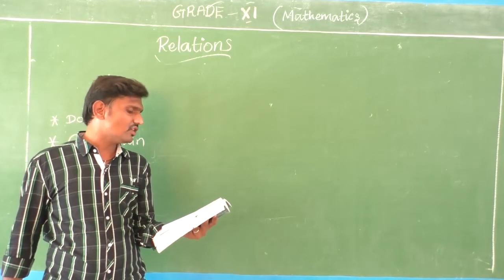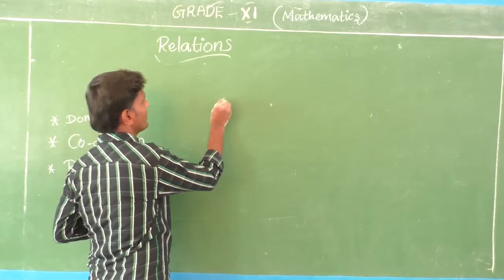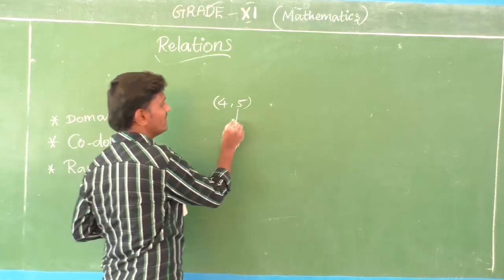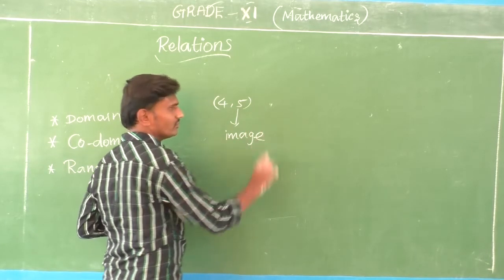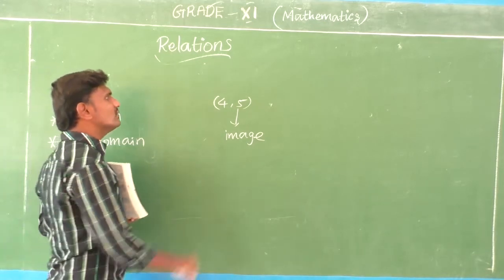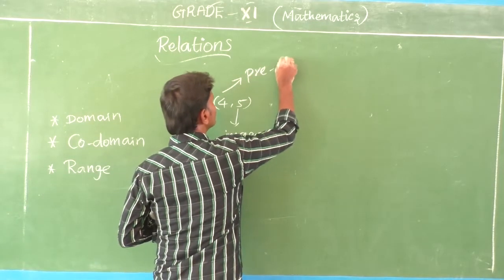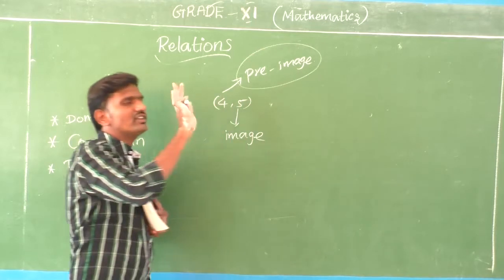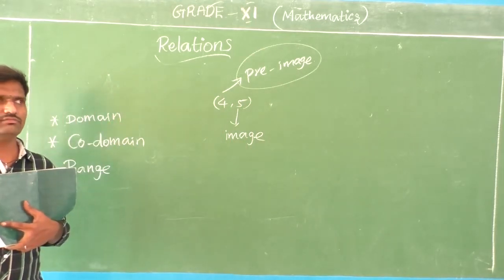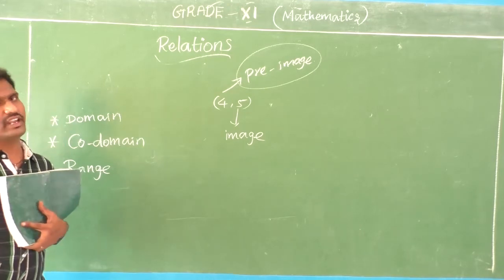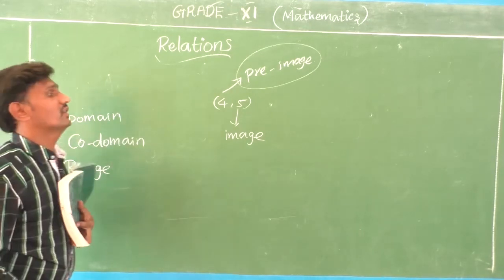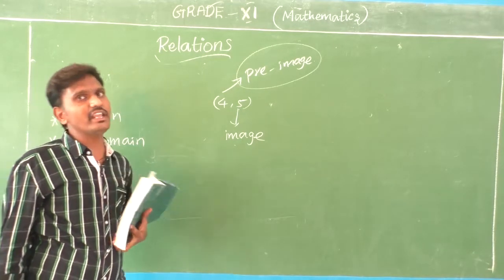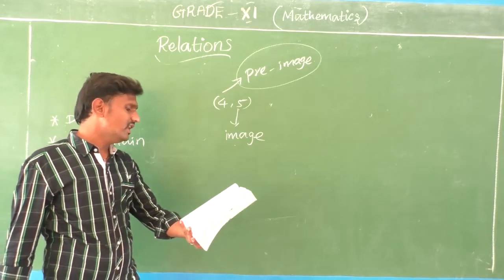The second element is called the image. For example, in the pair (4,5), the second element is called the image. The first element is called the pre-image. This is not given in your book, but we should know it, since you will meet this word in future. So the second element is the image, and the first element is the pre-image. Okay, that's all.